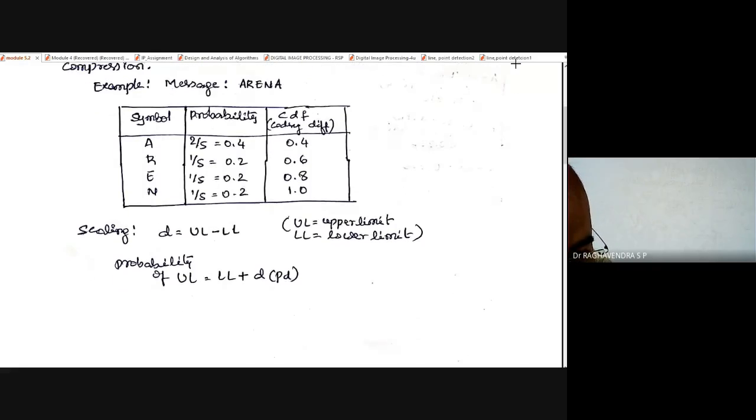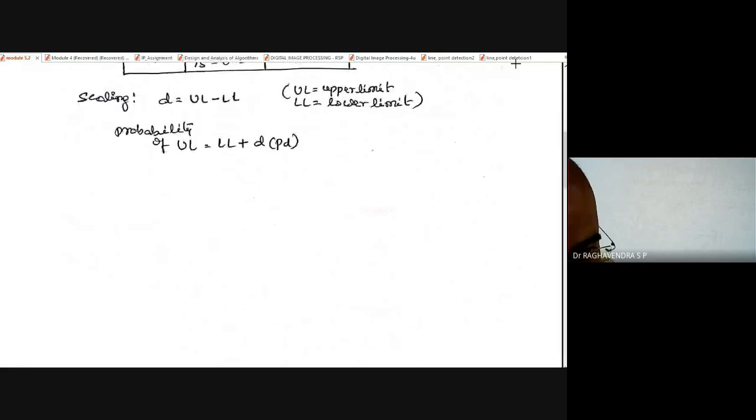So this is what I have done there. Next. Okay. So how to perform the scaling? So we have to perform the scaling. Okay. So I'm going to write from here.